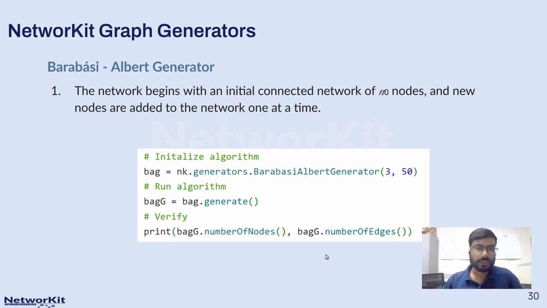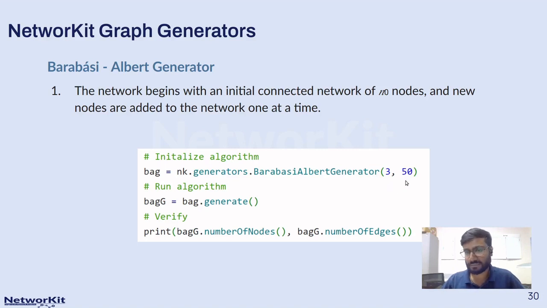The second one is the Barabasi-Albert graph generator. It starts with an initially connected network of N0 nodes, and new nodes are added to the network one at a time. NetworKit provides a direct function for the Barabasi-Albert generator. As I said, in NetworKit we can directly use those functions and provide some parameters like 3 and 50.